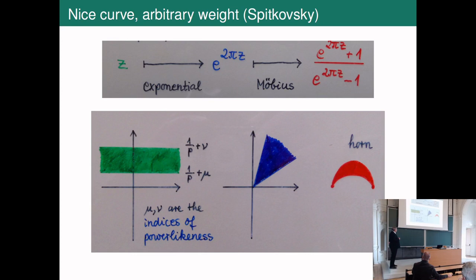In the Spitkovsky case, it turns out that the green set is no longer a single horizontal line, but it is a stripe, a set of horizontal lines. Each of these horizontal lines is mapped into a ray, and all these rays are mapped into a bundle of circular arcs, and we obtain a horn.